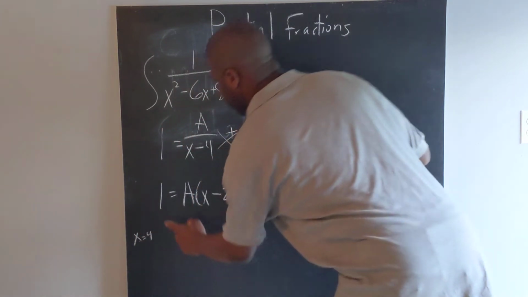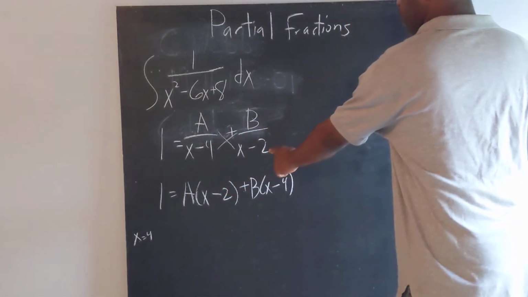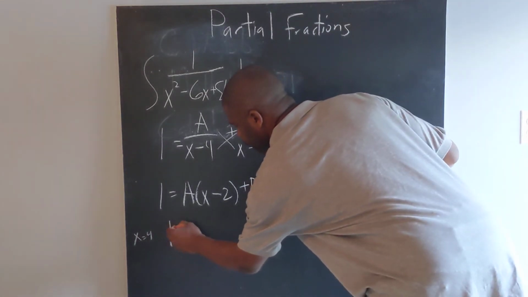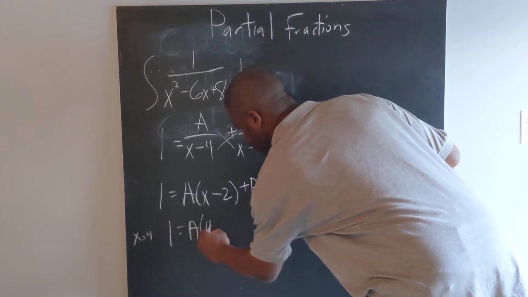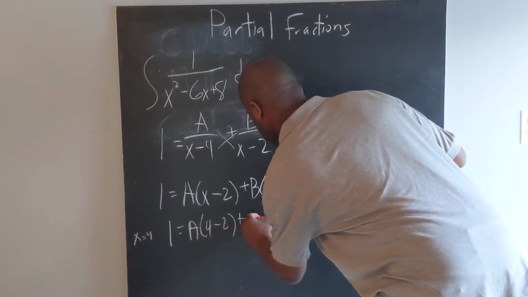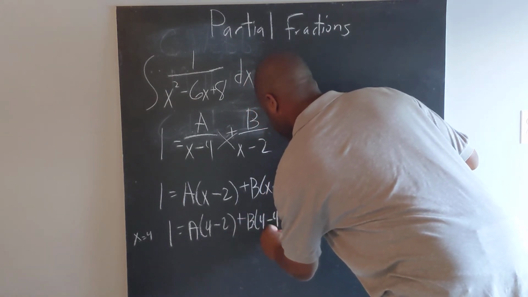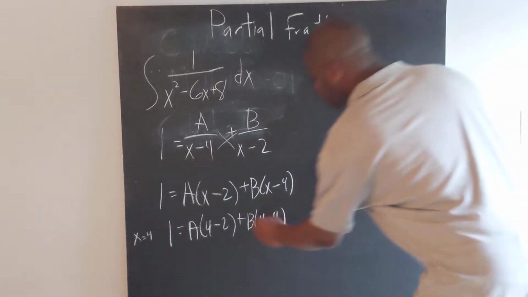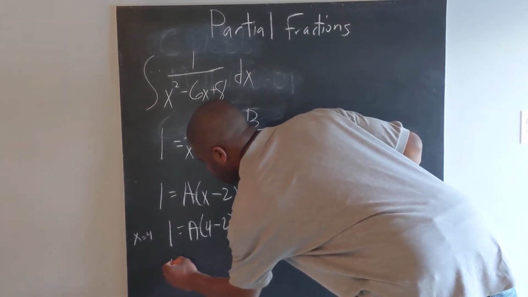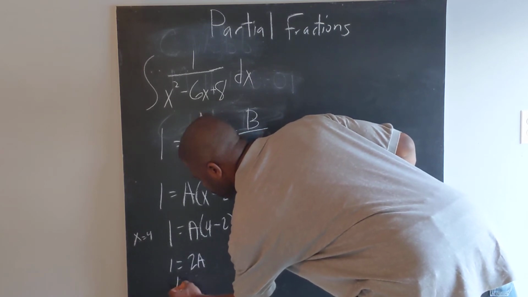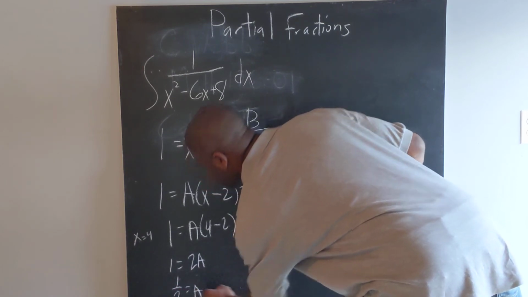So we're going to have a case where x is equal to 4 and also a case where x is equal to 2. When x is equal to 4, we have 1 is equal to a times 4 minus 2 plus b times 4 minus 4. This crosses out. 1 is equal to 2a, so 1/2 is equal to a.